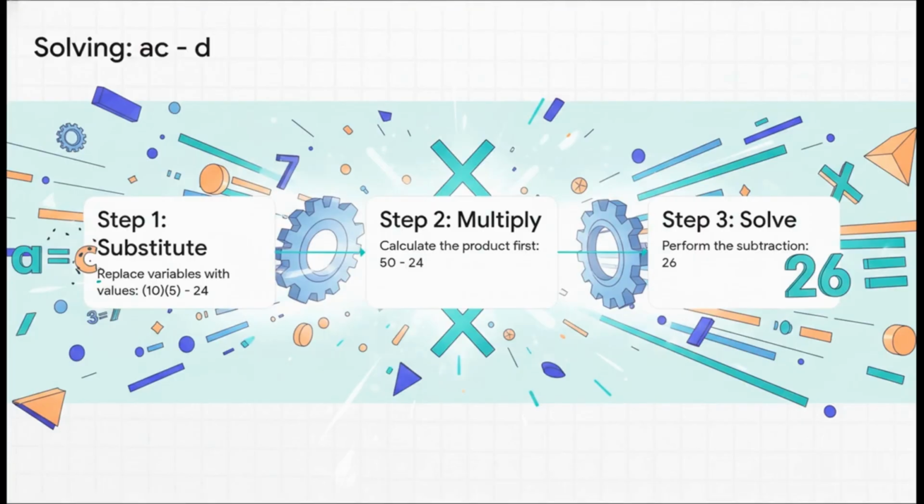Our expression is AC minus D. Step 1, we swap in the numbers from our key. So that gives us 10 times 5 minus 24. Step 2, we follow the order of operations and multiply first, which gives us 50. And finally, we solve it. 50 minus 24 is 26. See, it's a nice, clean, logical process.